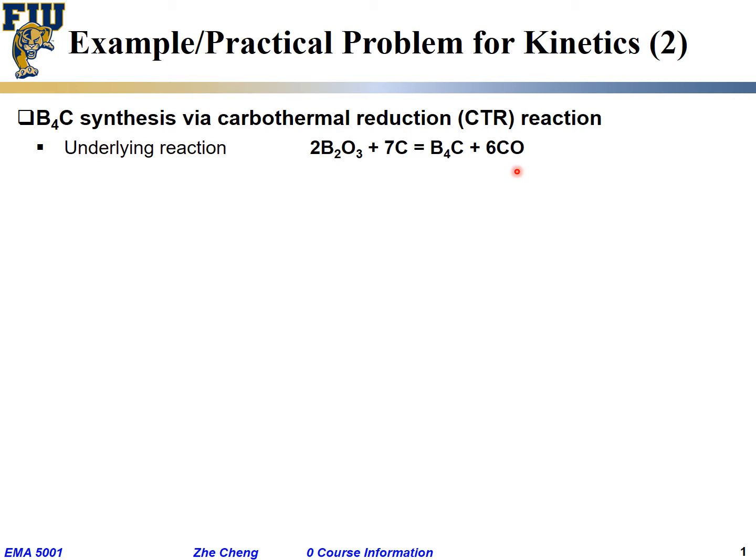Now let's check the balance. Is it balanced? How many boron on left side? 4. How many on the right side? 4. How many carbon on left side? 7. How many carbon on the right side? 1 plus 6, 7. How many oxygen on the left side? 6. How many oxygen on the right side? So it's a balanced equation. So chemistry is okay. So this is the underlying chemistry.